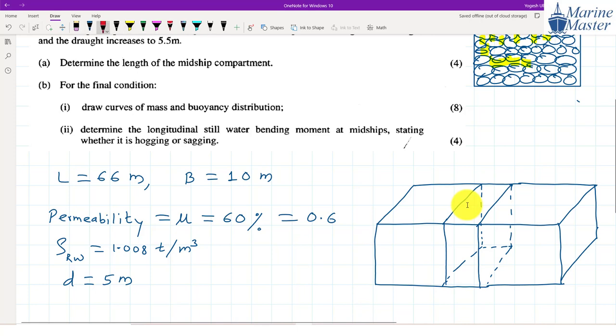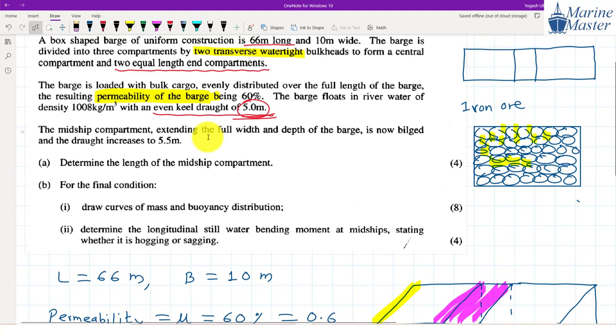This box barge, how much width do we have? This is the width of the box barge. So our midship compartment is extending for this entire full width. Okay guys, you got the meaning of extending full width.